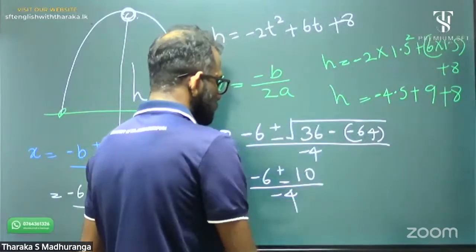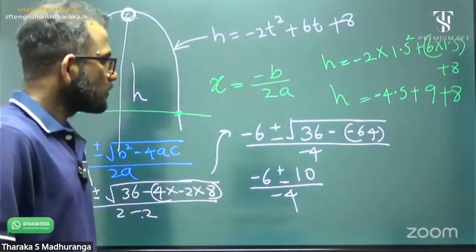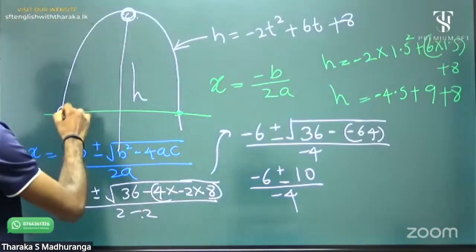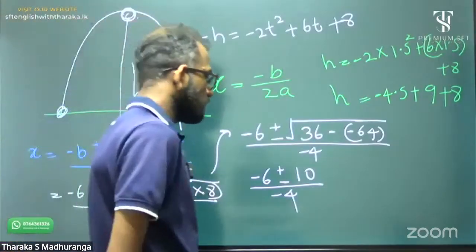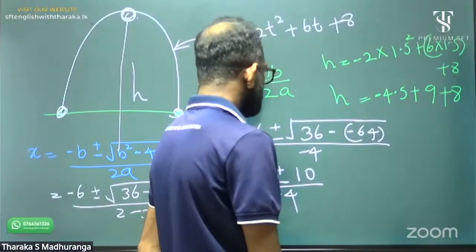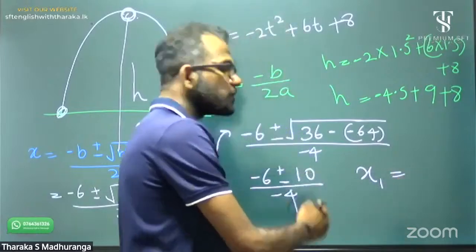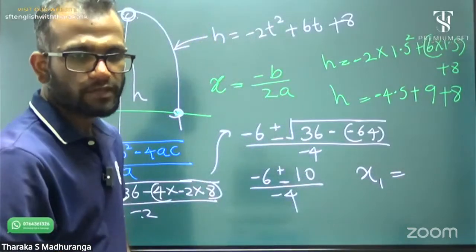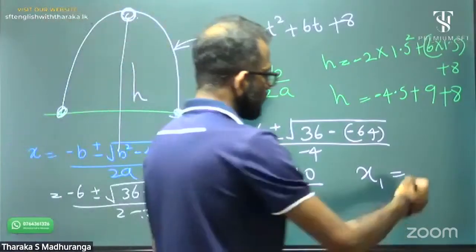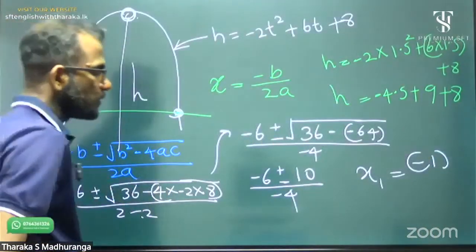Divided by minus 4. Okay, now you can find two x-axis cutting points. Because here is the starting point, and this is the ground hitting point. The first x-axis cutting point: minus 6 plus 10 means 4. 4 divided by minus 4 is minus 1. Minus 1 is not right, it is the starting point.